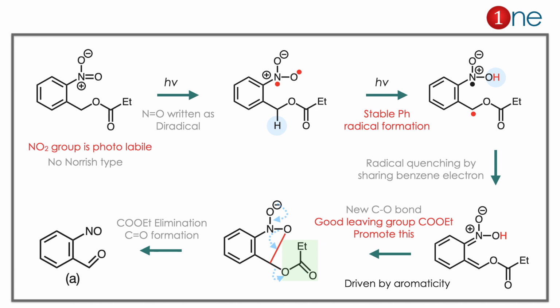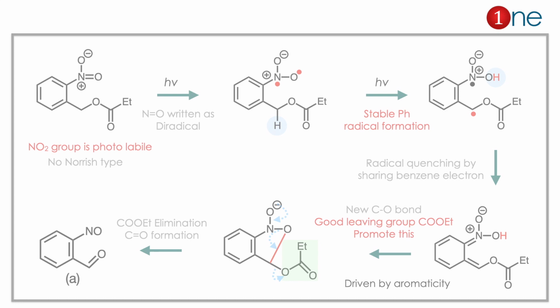This step is driven by aromaticity because we are establishing aromaticity by these reactions. So the last 2 steps are influenced by aromaticity. Here you have to learn 2 important things. Whenever you have NO2, you have to think of its photolability, meaning it is more reactive to light than a carbonyl. Second thing is the radical quenching pathway is always promoted by stable radical formation. Here the phenyl radical formation is very stable because of its resonance.